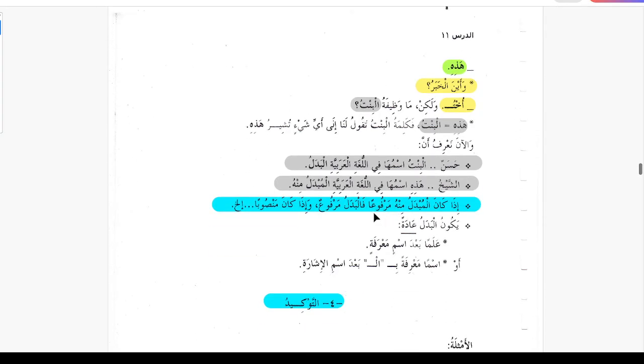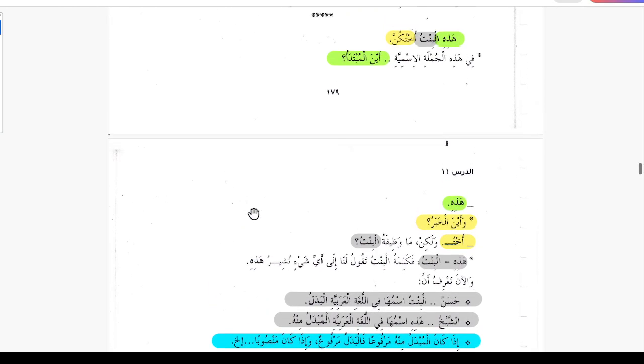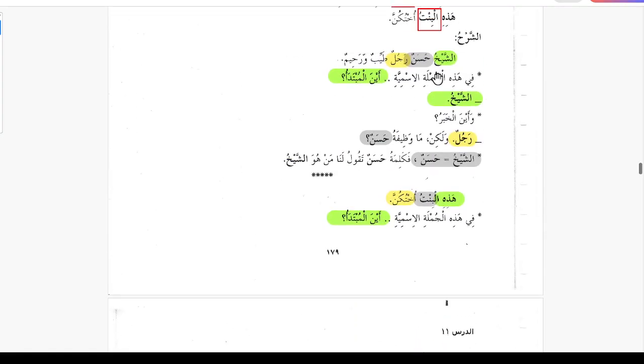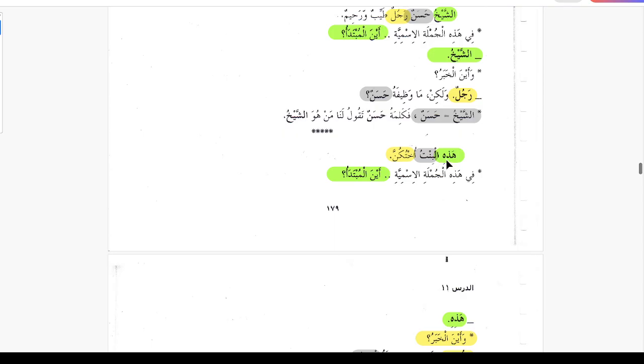Idha kana al-mubdal minhu marfuan fal-badal marfuan. So when mubdal minhu is marfu, badal is marfu. When it is mansub, it is mansub. So in this example, ash-shaykhu hasanun, badal is marfu because mubdal minhu is marfu. This is marfu because hazihi is mubtada, so it has to be marfu, but this is mabni. We can't see these; they are words that don't show their haraka. Otherwise this is marfu also, and that is why it is mubtada.